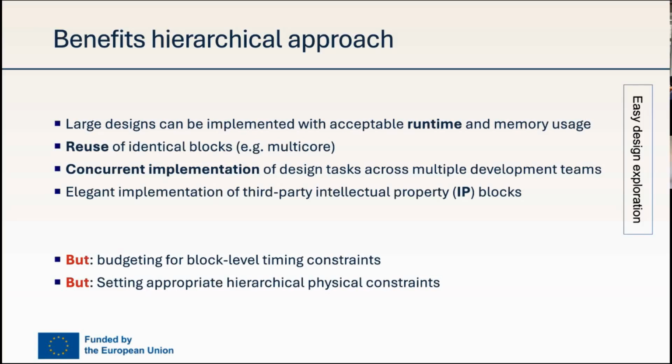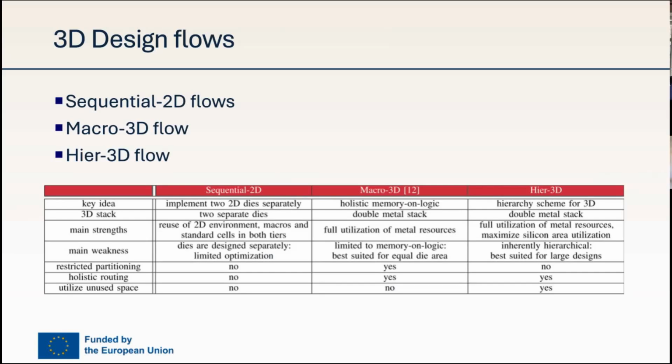However, this hierarchical approach has 2 fundamental problems. The first one is that we require a careful budgeting of the different blocks, especially in terms of timing constraints. And second, that we also have to define very precisely the physical constraints for the different hierarchical parts. In the domain of 2D, we have some tools which are helping us in this regard, but again, in 3D, there is almost no tool for doing this. In the next slide, I would like to summarize the state of the art in terms of flows for 3D.